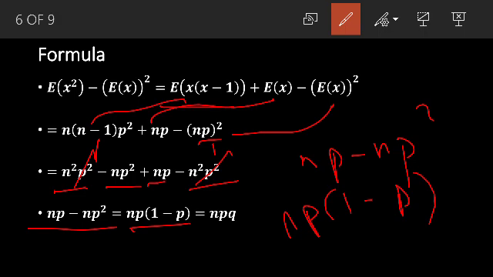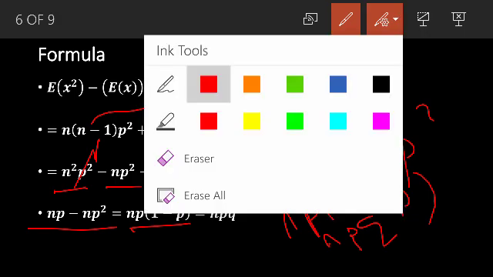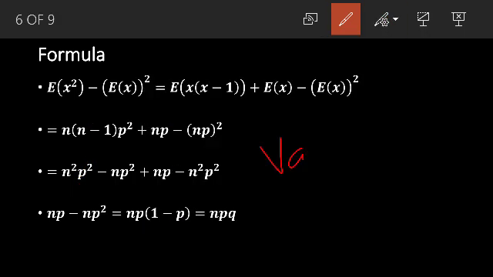And 1 minus p is q. Remember, the probability of failure is equal to 1 minus the probability of success. So we have npq. So that is how we come about the formula for variance. So we can confidently say now that the variance of x is equal to npq.